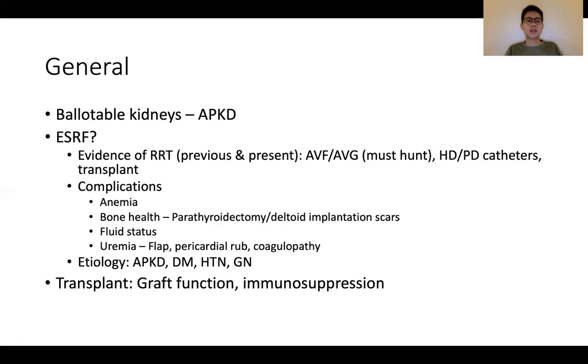These are the commonest causes of ESRF. I put APKD at the front because it's something where you can pick up signs. For the others, in terms of DM, hypertension, GN, it may be less apparent. For DM, you can look for finger prick marks. For hypertension, you can offer to check the blood pressure of the patient. And in terms of transplants, you need to answer the additional questions of whether the graft is functioning and whether there are complications of the transplant and immunosuppression.